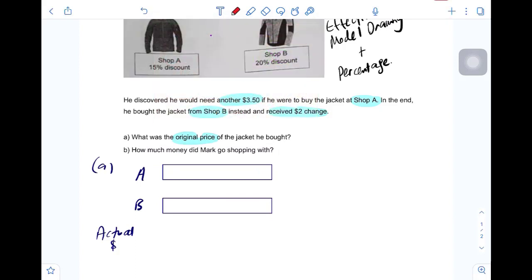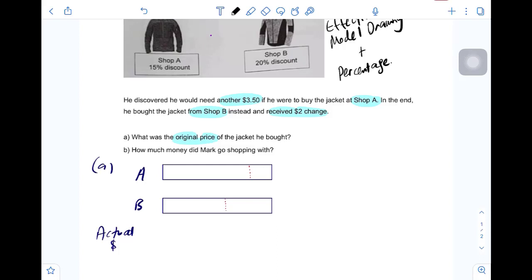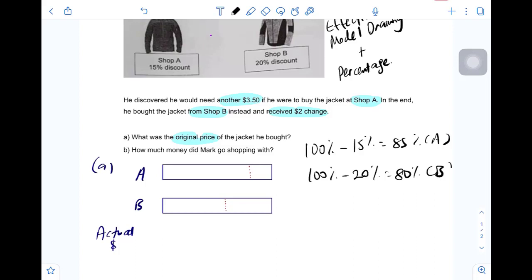So for shop A, the discount is only 15%. So perhaps we'll draw it here. And for shop B is more discount. Perhaps we'll draw it here. Alright, so for shop A, the final discounted percentage will be 100%, take away 15%. That will be 85%. This is for shop A. And for shop B, 100%, take away 20%. 80%, this will be for shop B.